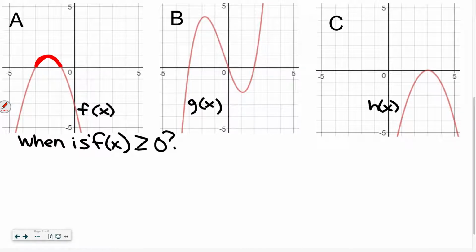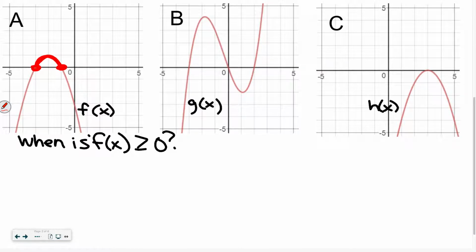Notice 2 points that would be really important to us are these x-intercepts. So it looks like -3 and 1. What's true about the function at the x-intercepts? What's the value of the function at -3? 0. Its y value is 0. And same for 1, right? If you're on the x-axis, if you are an x-intercept, then your y value is 0.